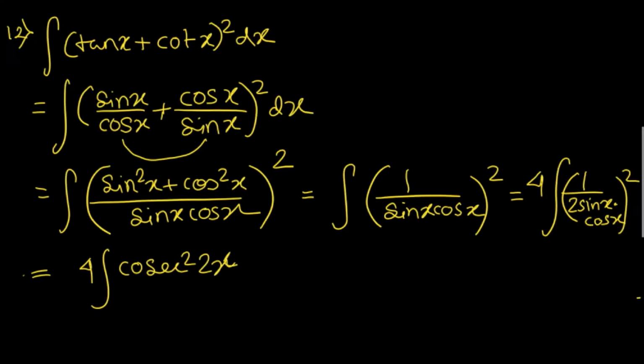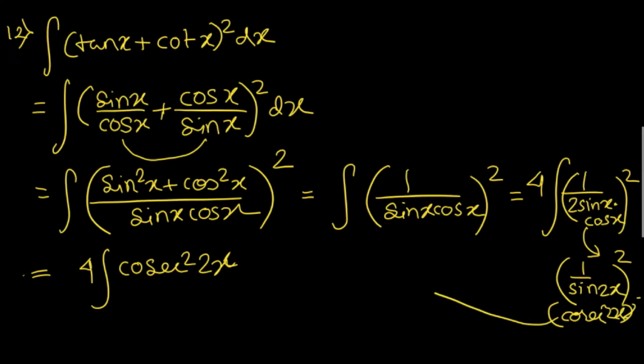See from this term what we get, 2 sin x cos x gives 1 by sin 2x, and then the whole square term is there, and 1 by sin 2x is cosec 2x and the whole square term is there. So directly we can write it as cosec square 2x.